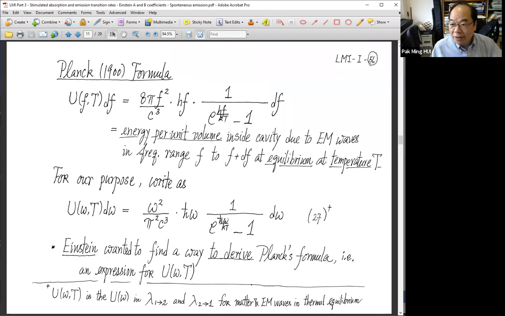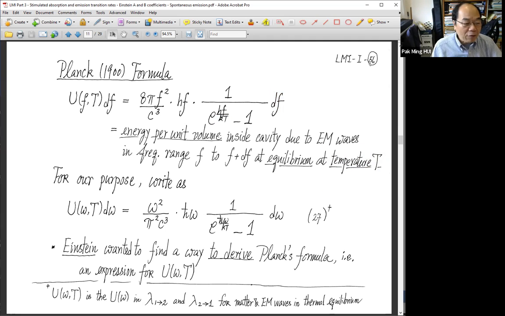More importantly, what is this quantity referring to? It is the energy per unit volume of the cavity due to EM waves that lie in the frequency range f to f plus df, when this whole system, the EM wave and the body, the cavity usually, are at equilibrium at a temperature T. Therefore, you have the kT here.